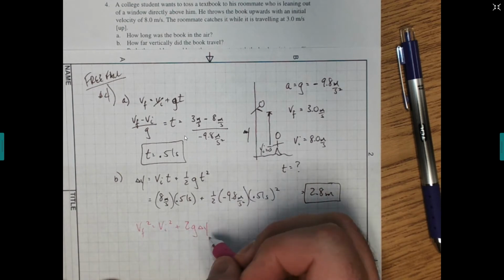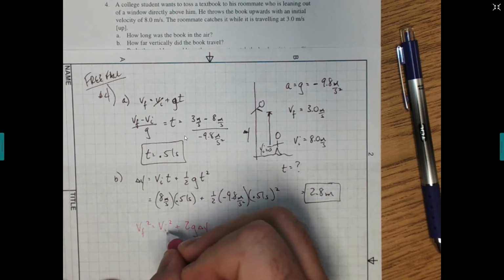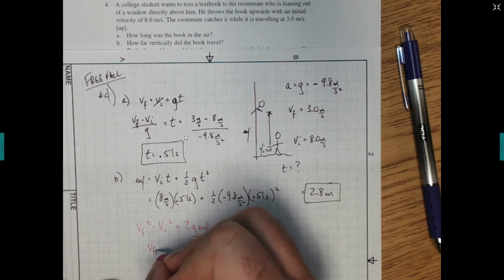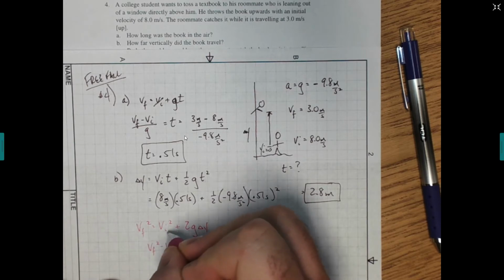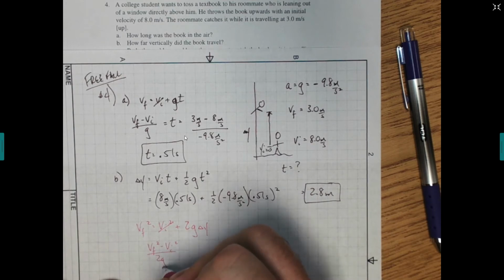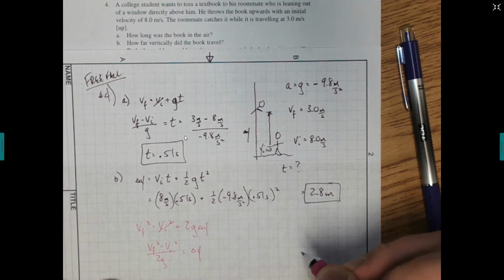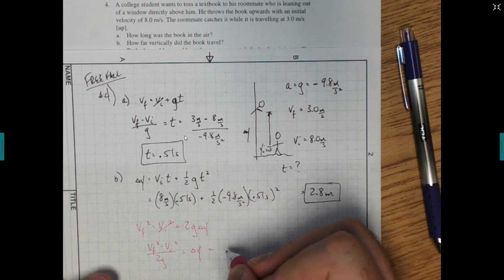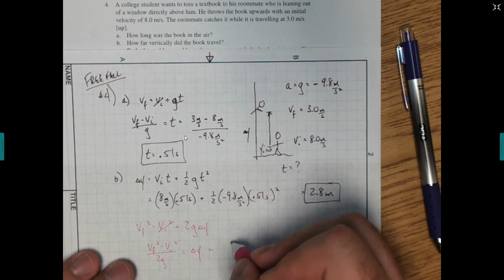So let's solve for my delta y. We're going to subtract the vi squared: vf squared minus vi squared gets rid of it off this side. Then we're going to divide by the 2g. That gives me my delta y. So let's plug those in. Final velocity was 3.